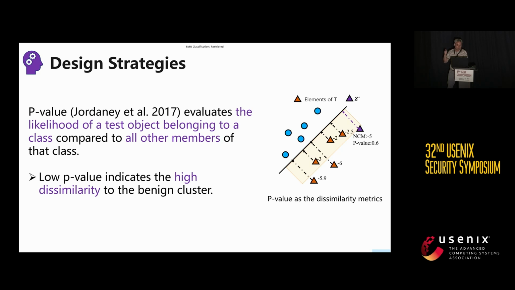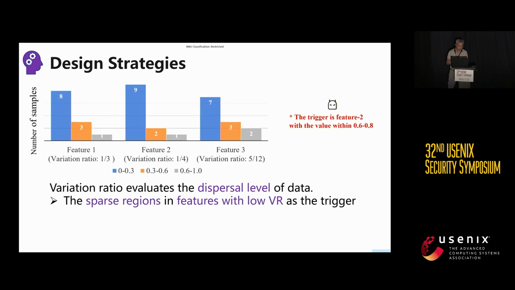So we are using the p-value to capture how similar the backdoor is compared to the existing cluster of the benign samples. And we are going to use this so-called variation ratio, something that we introduced in our paper, to capture where this new sample's feature value lies. Here I'm going to use an example to explain what this really means.